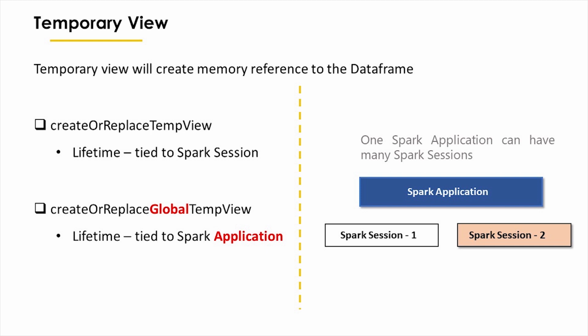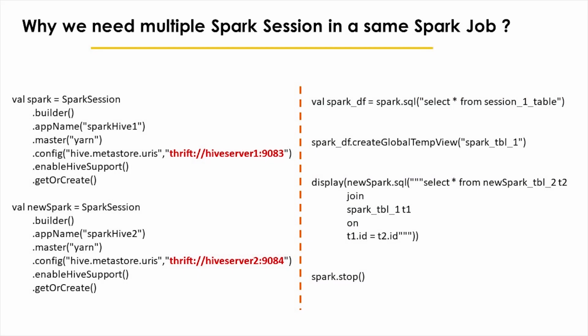Okay, let's come back to our initial point: what is the difference between Spark session and Spark application? Spark session is a unified entry point of a Spark application from Spark 2.0 onwards. It provides a way to interact with various Spark functionality with a lesser number of constructs. But a Spark application is your entire batch job. Inside a single Spark application, you can have any number of Spark sessions based on your requirement.